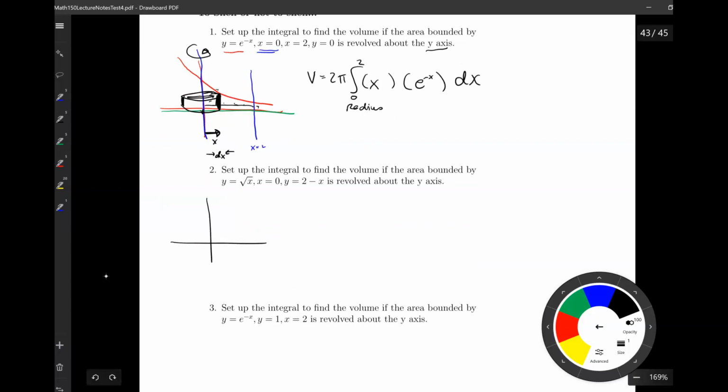All right, let's look at this next one. y equals root x, that's that graph. x equals 0 is here. And then we have y equals 2 minus x, so it looks something like this. So identifying the area that's bounded is this area here. Be careful you pick the right one. And I'm revolving that about the y-axis.